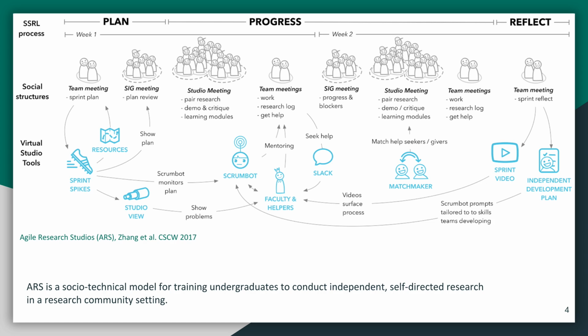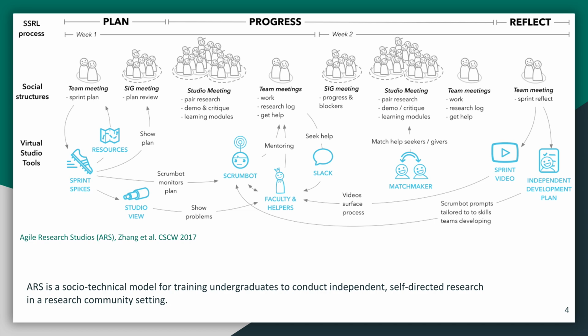What's interesting about this is you get a community of 20 to 30 people where each person is working on their own project, but there are supports where they can get feedback from the people in their group, people from the community as a whole, and many different social structures and tools that allow them to get this feedback. The end goal is that it allows one faculty member and a handful of PhD students to train 20 to 30 undergrads in conducting independent and self-directed research.